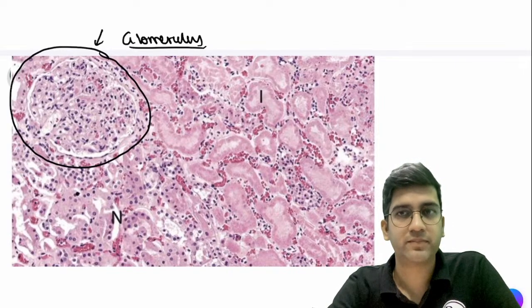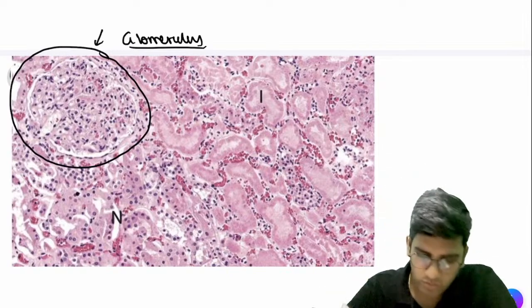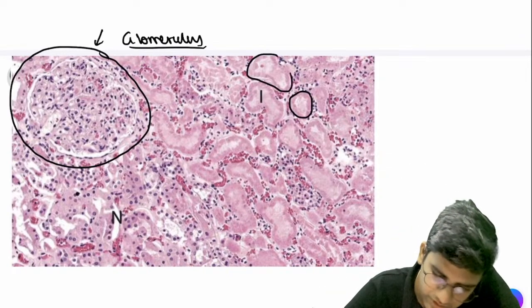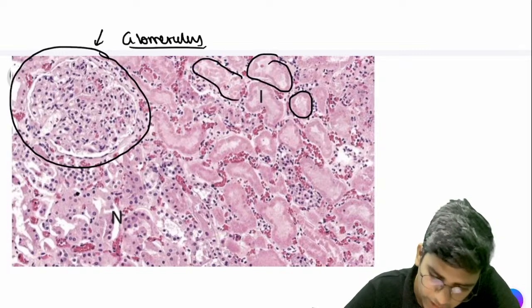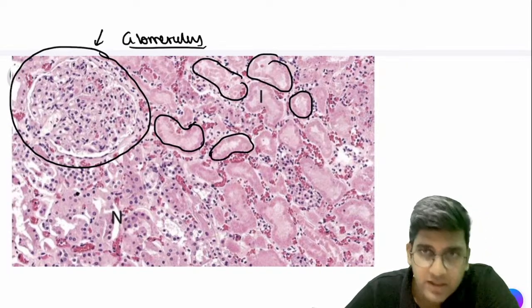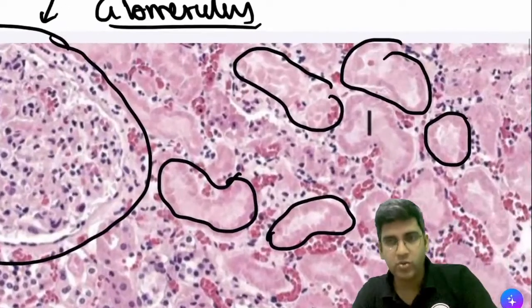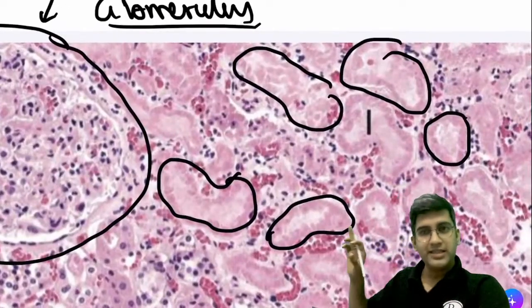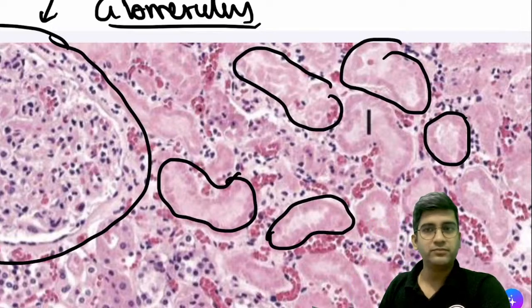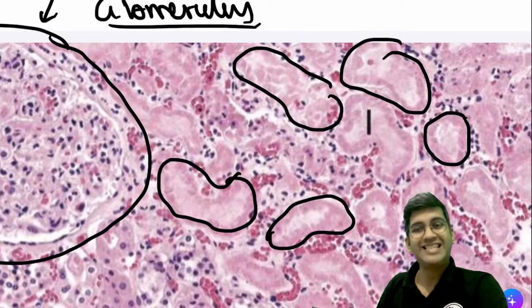No nucleus. There won't be any nucleus, right? Now, what are these structures? It's very close to a glomerulus. Can I call it a tubule? Yes, a tubule, right? Now, look at this tubule. Is there any nucleus in the tubule, or is it completely pink in color? It's completely pink in color, right? It's a tubule which is dead, right?